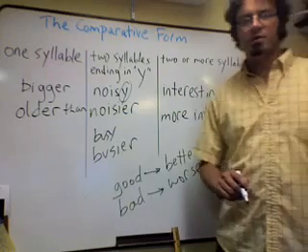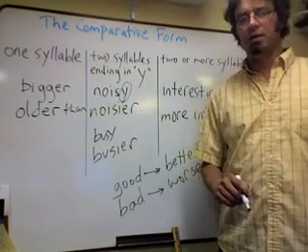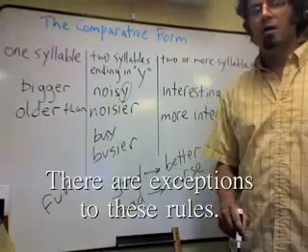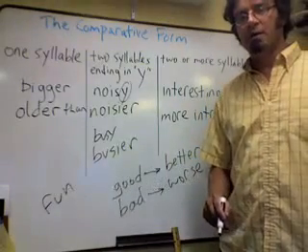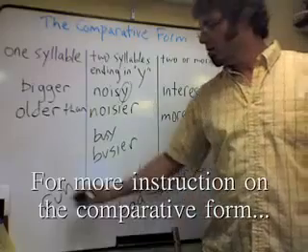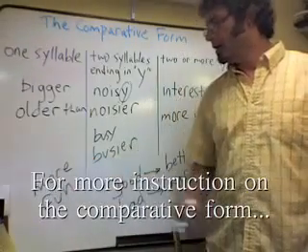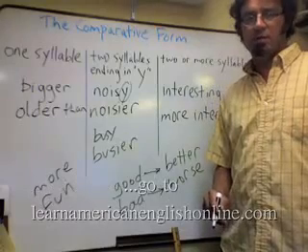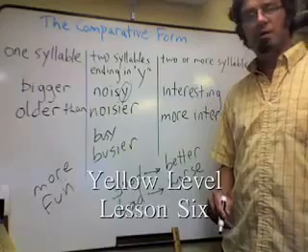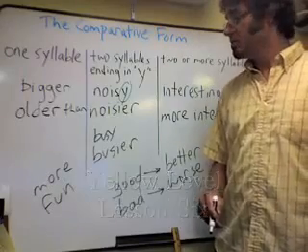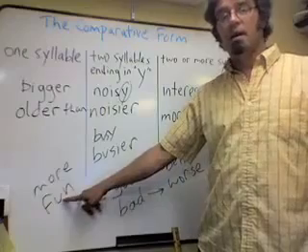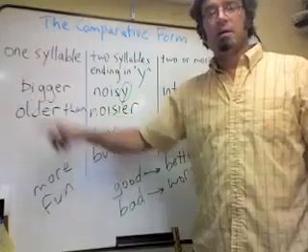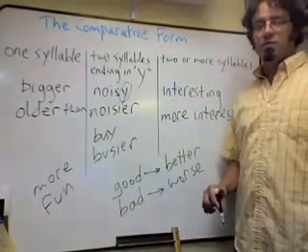And of course, there are always exceptions to the rules that I've just explained. A word like fun is only 1 syllable, but you can't say funner. You say more fun. And as with everything else, Americans will break the rules and say whatever they want to say. So you will hear some people say funner, and you will hear some people say more big instead of bigger. But these are the basic rules for the comparative form.